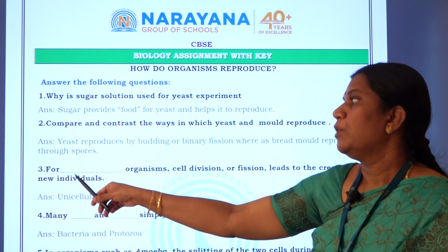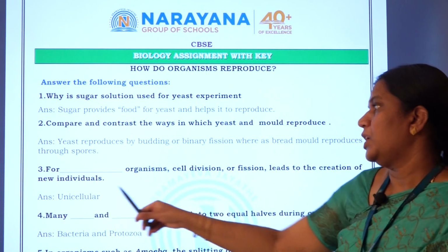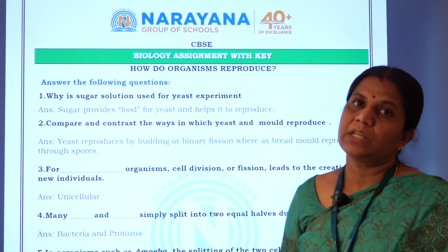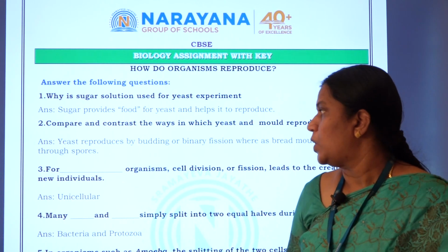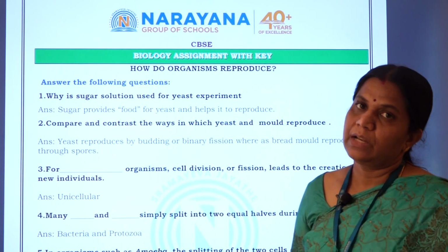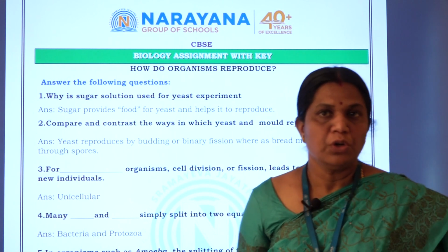Then third question, for dash organisms, cell division or fission leads to the creation of new individuals. So dash organisms means unicellular organisms. Multicellular organisms can't reproduce with the help of cell division or fission. Unicellular organisms are single celled organisms, so they can easily split into two cells.